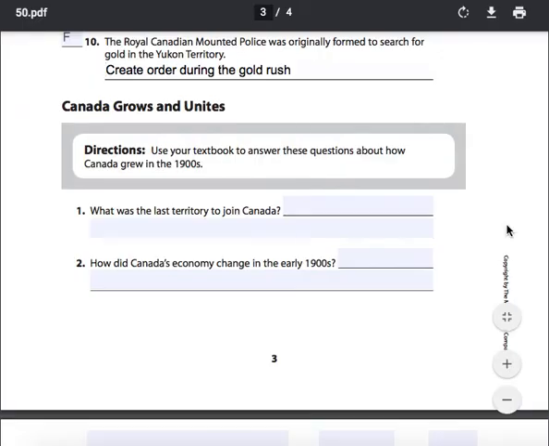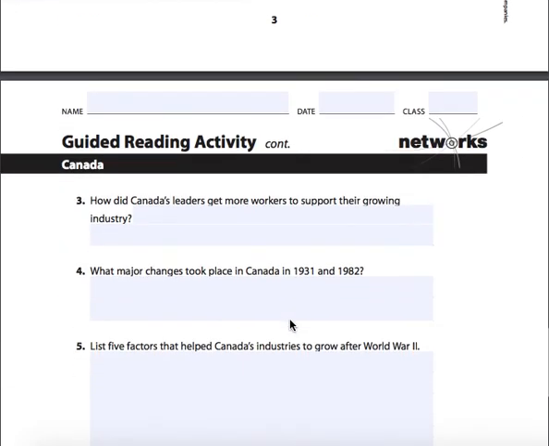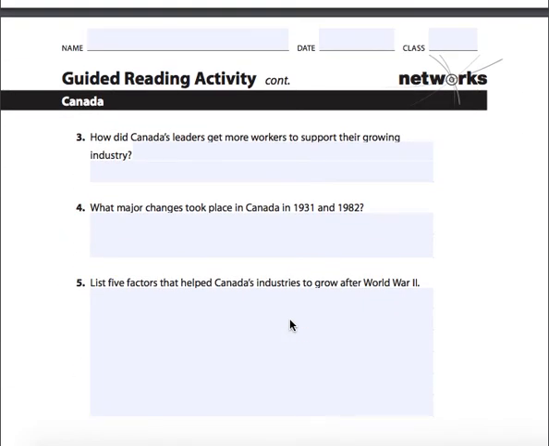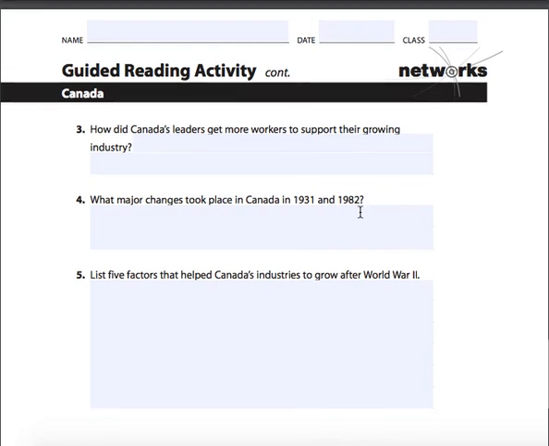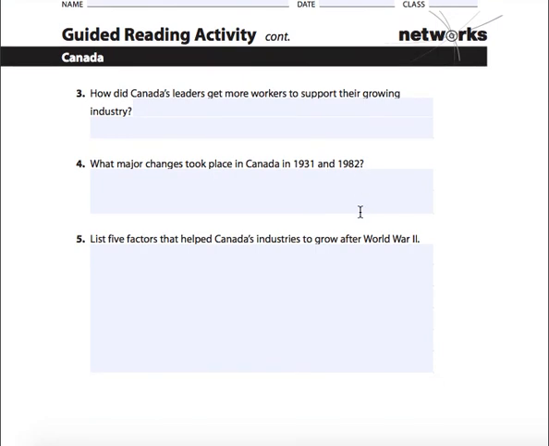The questions that you're going to be answering from this section are: what was the last territory to join Canada? How did Canada's economy change in the early 1900s? How did Canada's leaders get more workers to support their growing industry? Number 4, what major changes took place in Canada in 1931 and 1982? And number 5, list 5 factors that helped Canada's industries to grow after World War II.